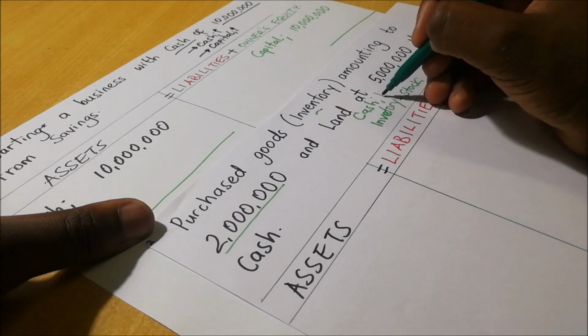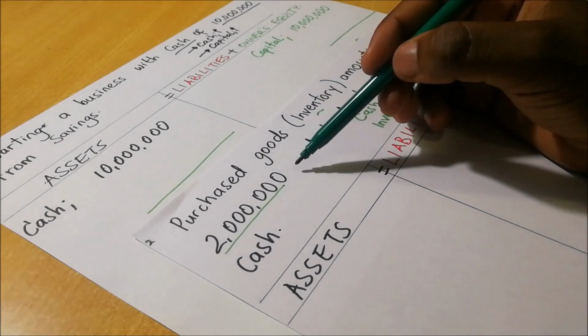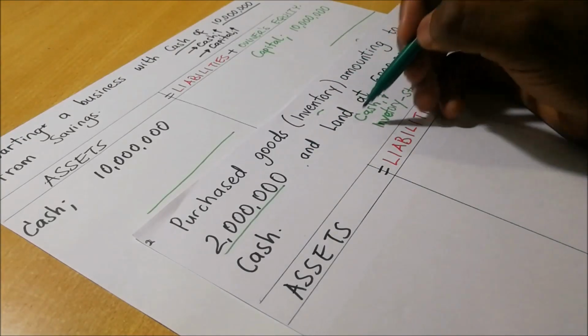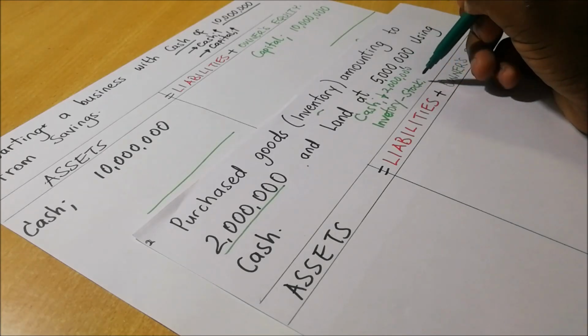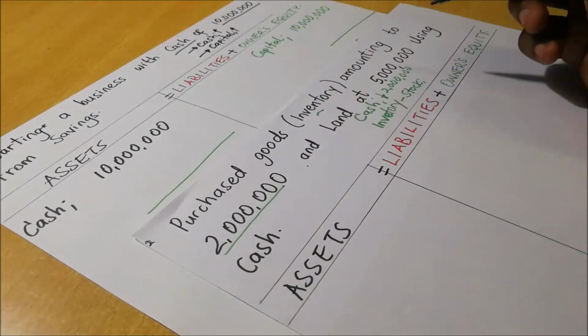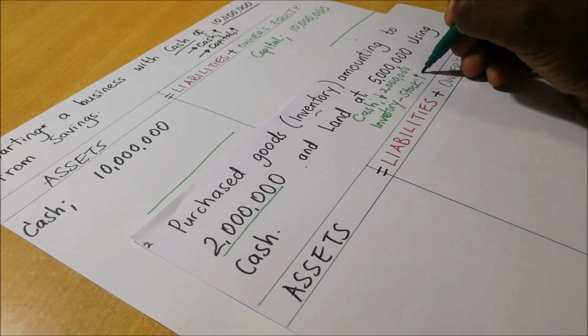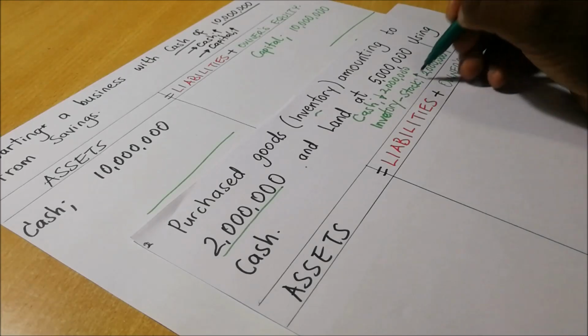Of course, cash is going to reduce by 2 million. Why? Because we used 2 million shillings to buy this inventory. So cash is going to reduce by 2 million because we used this cash to buy. And then the inventory or the stock is going to increase by 2 million. That is the first transaction.